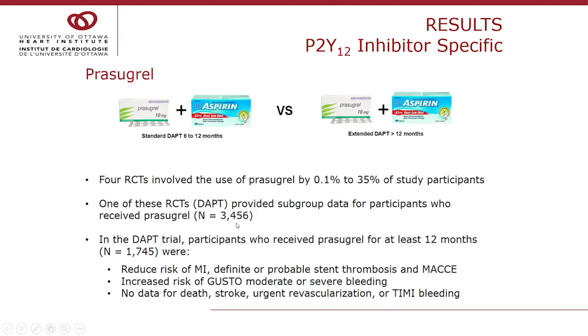It was a 10,000 patient study. So in the DAPT trial, participants received prasugrel for at least 12 months, which is the half of them, the 3,456, that got randomized to the extended. This is what was found: reduced risk of MI, reduced risk of definite or probable stent thrombosis, and reduced risk of MACE, very similar to before. Increased risk of bleeding as given by the GUSTO moderate definition. No data available for death or stroke, urgent revascularization, or TIMI bleeding.